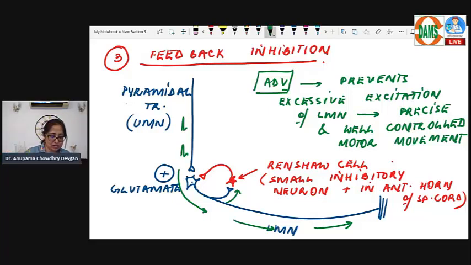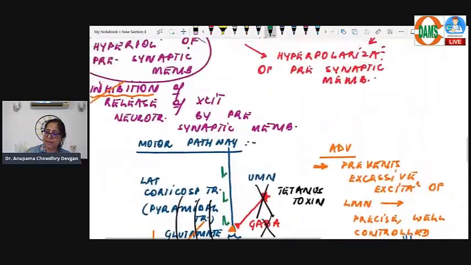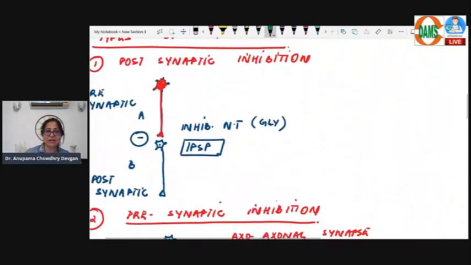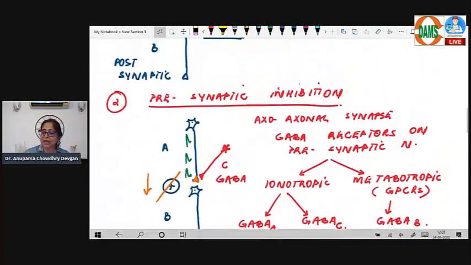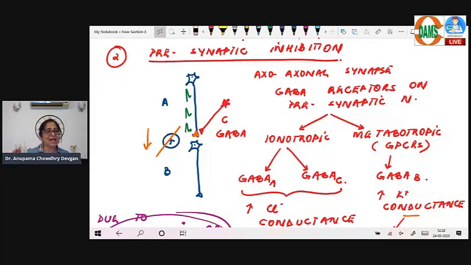We've done 3 types of inhibition. I can revise it for you once again. The first one was what is called postsynaptic inhibition, where the presynaptic neuron releases an inhibitory neurotransmitter, which is usually glycine, producing an IPSP. IPSP is a hyperpolarizing local potential in B, which inhibits B. In presynaptic inhibition, there is a GABA secreting neuron which forms a synapse on the presynaptic neuron. Release of GABA causes a hyperpolarization of the presynaptic neuron and decreases the release of excitatory neurotransmitter. Decrease in the release of excitatory neurotransmitter is also a type of inhibition.